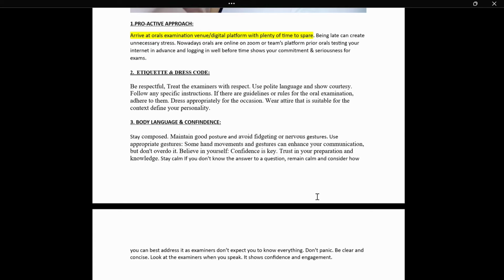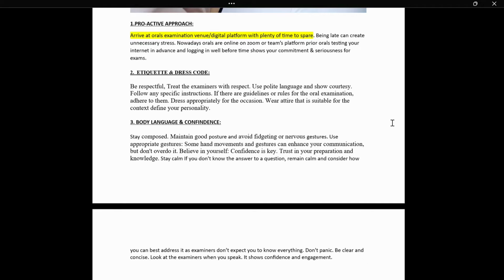Number second is etiquette and dress code. Now, you should be respectful to surveyors, treat examiners with respect, use polite language, show courtesy, and follow specific instructions that have been given to you. And you should adhere to these guidelines of the oral exam. You should not be in breach of any of these instructions. Also, dress appropriately for the occasion.